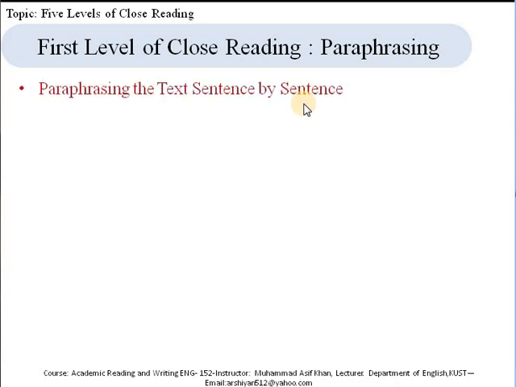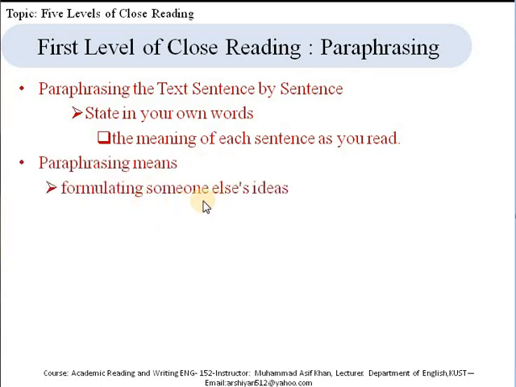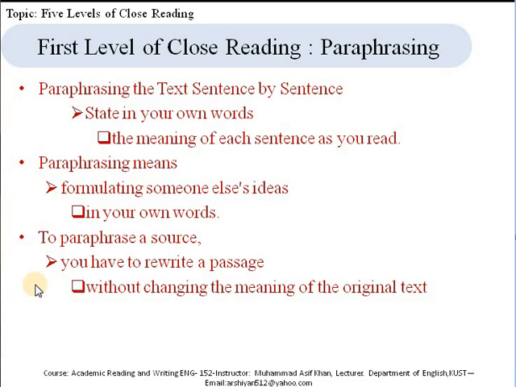So the first step is paraphrasing. Paraphrasing the text sentence by sentence and stating the words of the author in your own words is called paraphrasing. Or we can also define paraphrasing as formulating someone else's ideas in one's own words. For example, if we read a piece of text, we get the main ideas in that material, and afterward we write down those ideas in our own words.